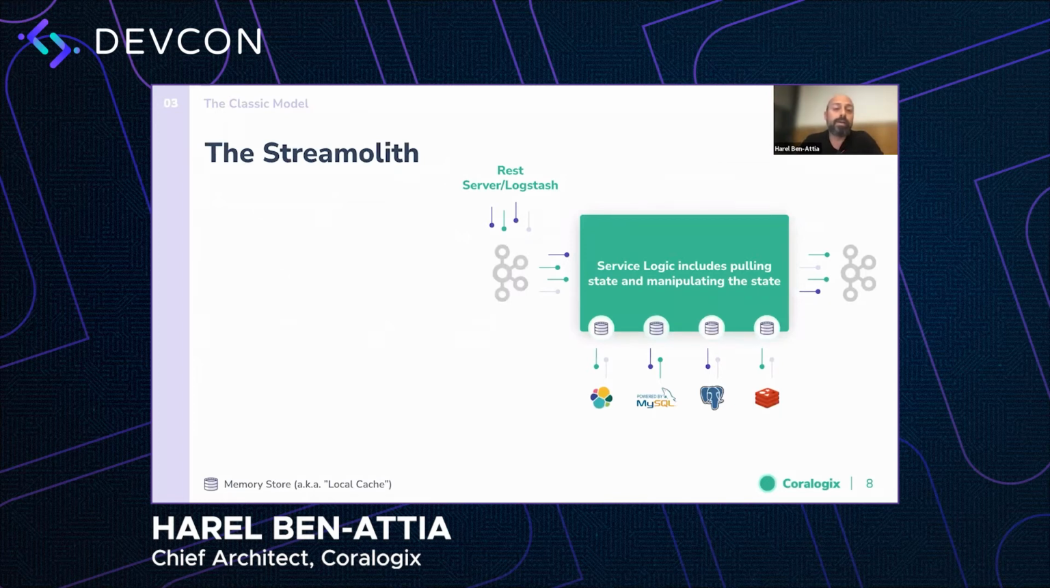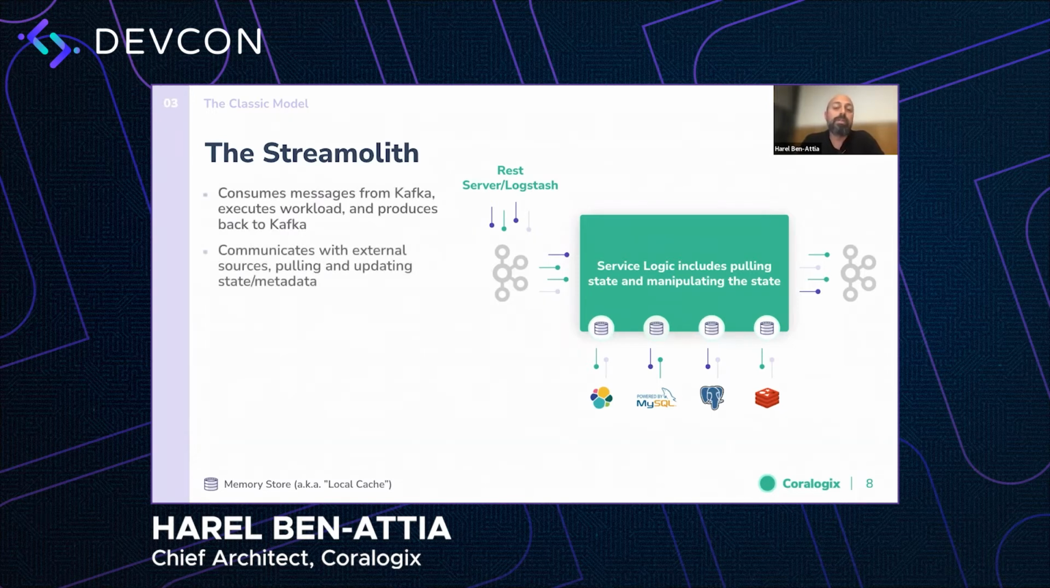Similar to many other companies, we started with the classic model, which today we call a streamolith. The idea is a service that consumes data from a Kafka topic, performs some processing, and sends the results to another Kafka topic. During processing, the service communicates with external databases that effectively hold the state that is needed for the computation. An almost natural part of this model is adding local caches to the service in order to optimize the access to the external databases.